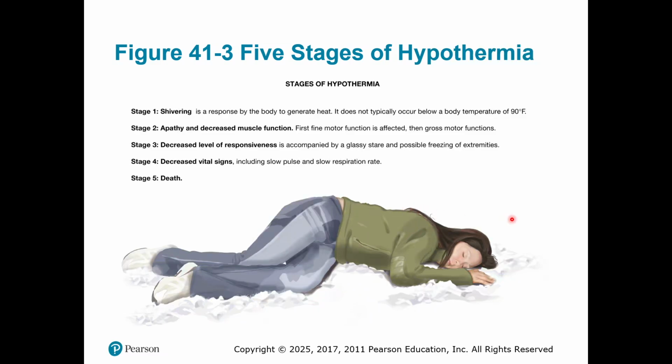The 5 stages of hypothermia. Stage 1 is shivering. Stage 2 is apathy and decreased muscle function. Stage 3 would be decreased level of responsiveness, followed by stage 4, decreased vital signs, and then stage 5 would be death.